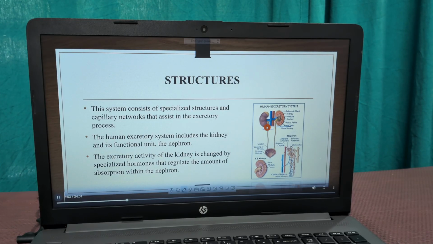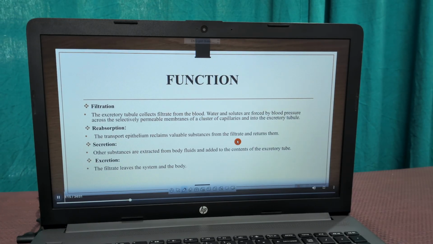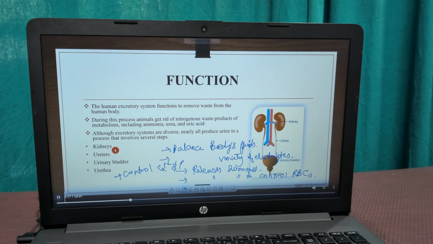The pair of kidneys is attached to the ureters. Here you can see a pair of ureters. Then here is the urinary bladder. The ureters are attached to the urinary bladder, which collects the urine. Then the urinary bladder excretes the urine with the help of the urethra. So the excretory system consists of kidneys, ureters, urinary bladder and the urethra.